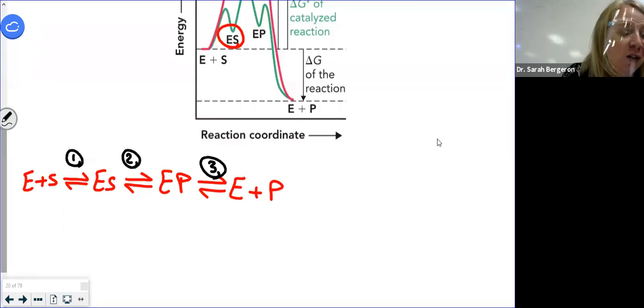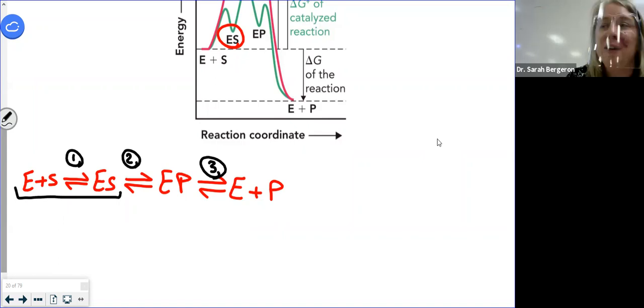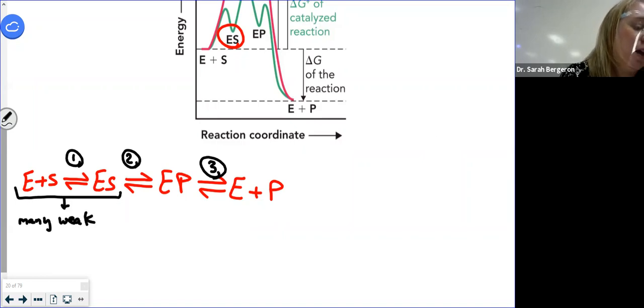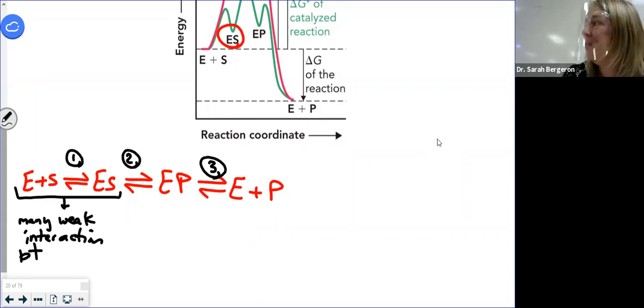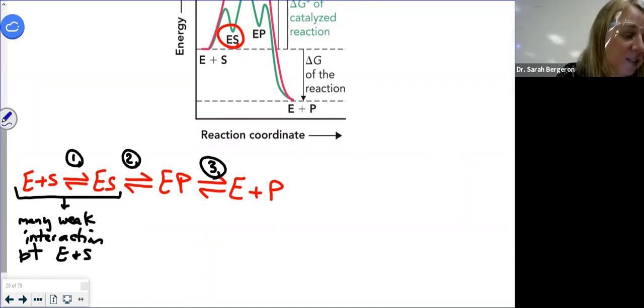Okay, so in order to make this reaction happen, reaction 1, we're going to have some kind of interaction between the enzyme and the substrate, right? So we're going to have many weak interactions. I'll say BT is my abbreviation for between enzyme and substrate, right? So this could be electrostatic interactions, positive and negative. This could be the hydrophobic effect, right? Weak interactions. What happens next when we go from enzyme substrate to enzyme product?